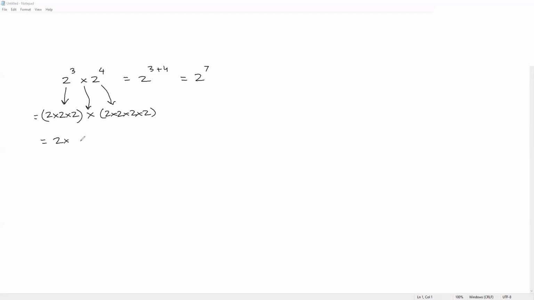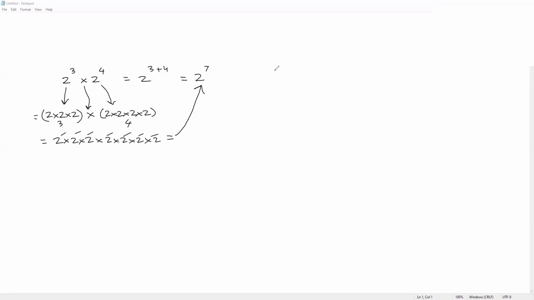So if you open this up, what do you get? You get 2 times 2 times 2 times 2 times 2 times 2 times 2. How many 2's do we have in this multiplication sentence? 1, 2, 3, 4, 5, 6, 7. 3 comes from this side and 4 comes from this side. So this is why we write this as 2 to the power of 7. This is why the powers adding up works in multiplication.